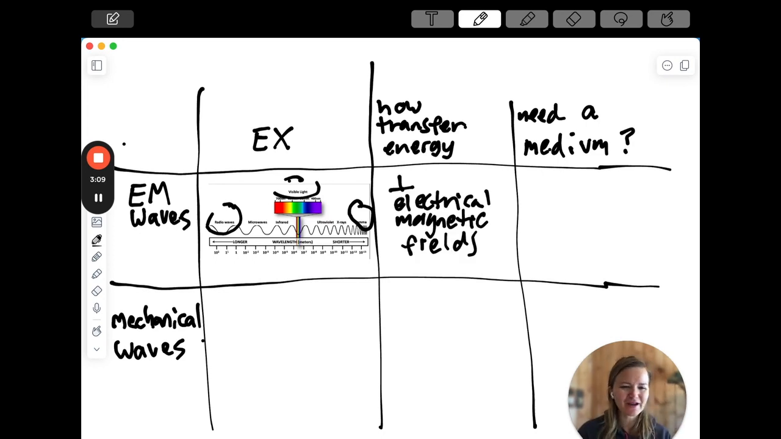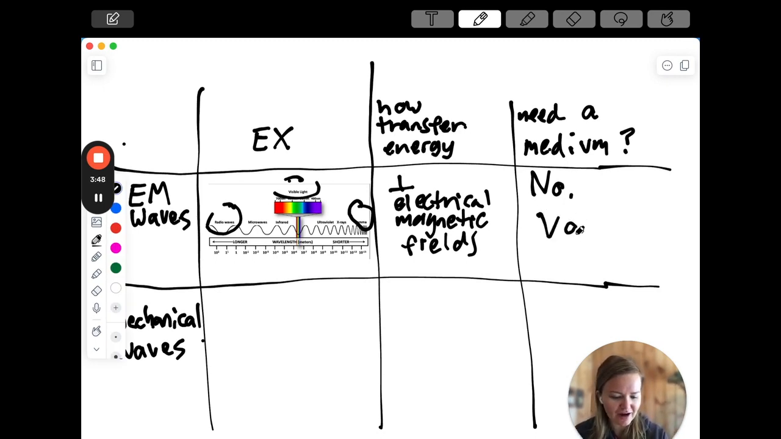Now, electromagnetic waves, do they need a physical medium to travel through, like air or water? No, they don't, because they're not actually moving any matter, right? They're not actually vibrating air particles or moving water. They're just traveling through space. It's just energy traveling through space. So oftentimes we'll talk about electromagnetic waves that can travel through a vacuum.